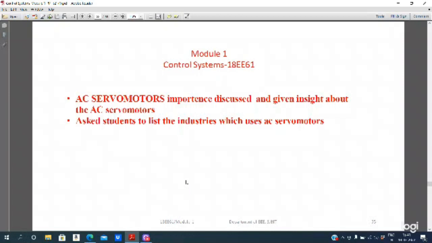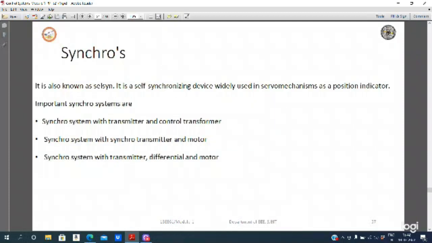And AC servo motors are important in a control system because we are going to control this type of AC servo motor according to the control winding as well as the reference winding. So this is very important as a point for examination also.